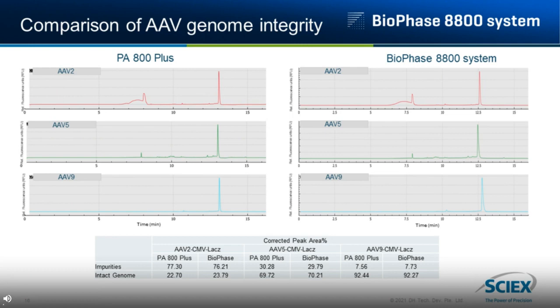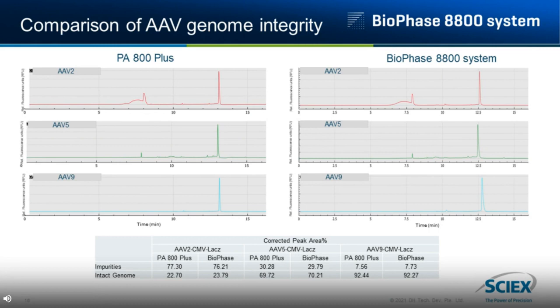The most purified sample is shown here, along with samples showing different levels of impurities. In the samples we obtained, the AAV9 has the highest genome integrity profile, AAV5 is in the middle, and AAV2 is the relatively less purified sample. We were able to demonstrate the capability to analyze all kinds of purity levels for genome integrity.